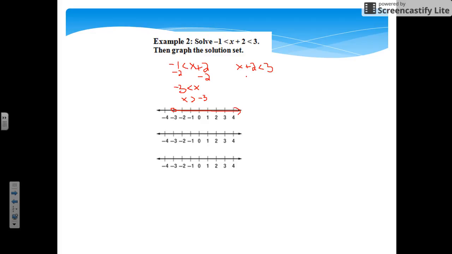And now on the other one, we'll subtract the 2 from each side, and we'll have x is less than 1. So we'll graph that. And again, we'll use the two endpoints, so negative 3 and 1, and it will be what's in between that. Now go ahead and try numbers 1 through 5 on your own, and then start the video again.